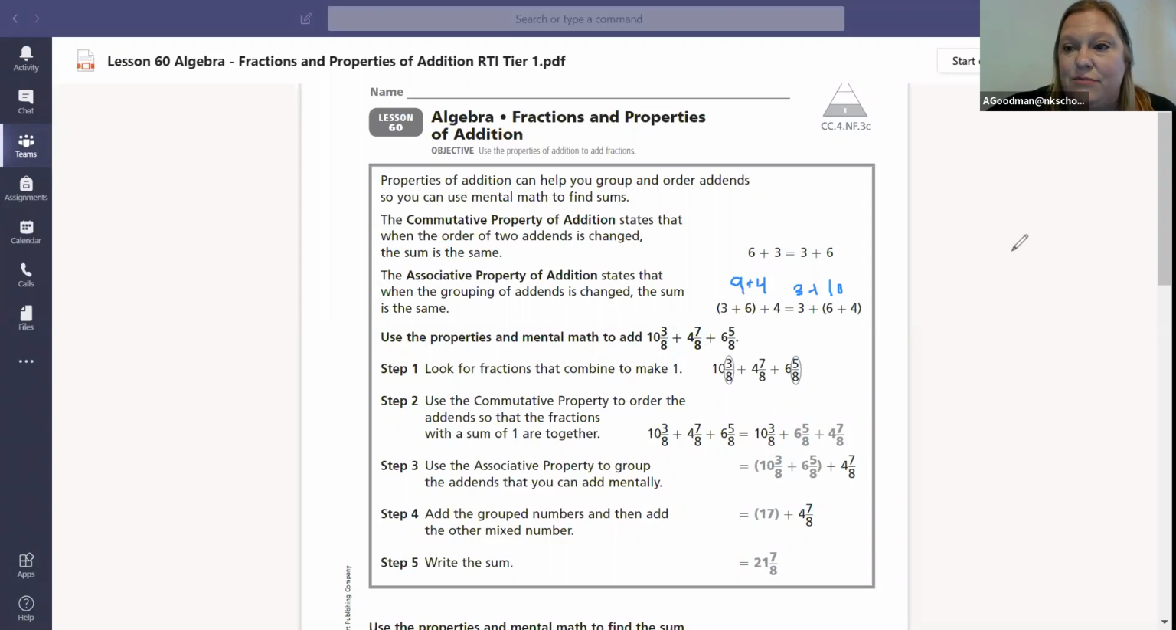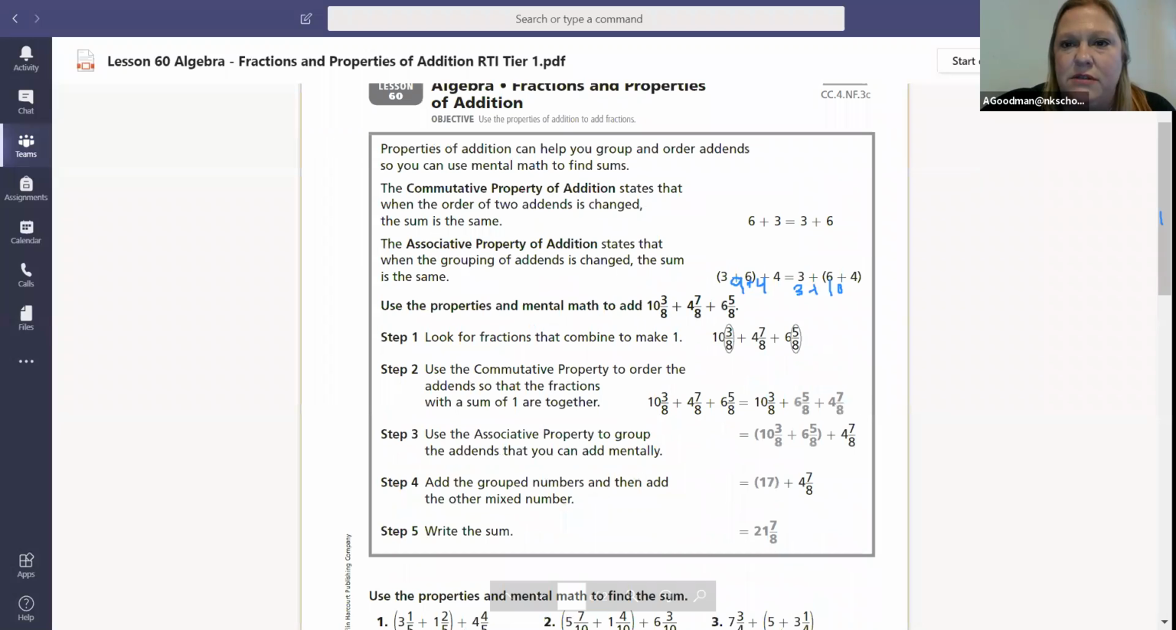So you need to think about what numbers go together best for you in your head when you're adding and subtracting fractions. So, oh, that's weird. Oh, I need the mouse to do that. Okay, so clear. All right, I'm gonna move it down a little bit.